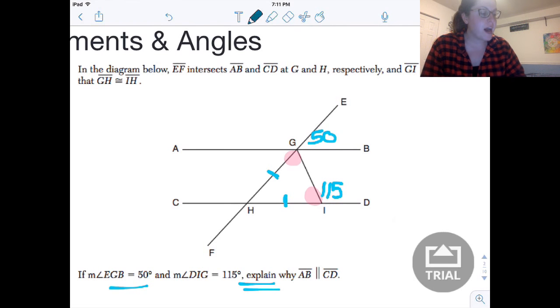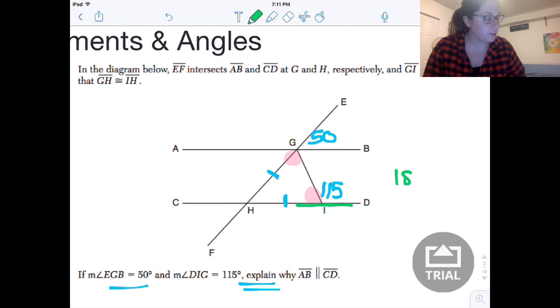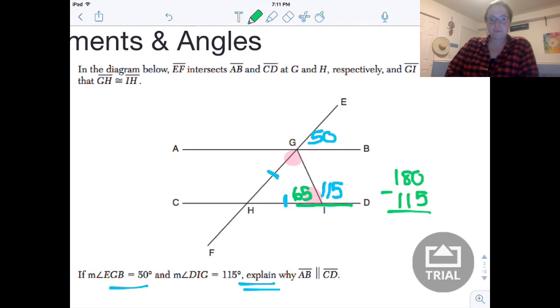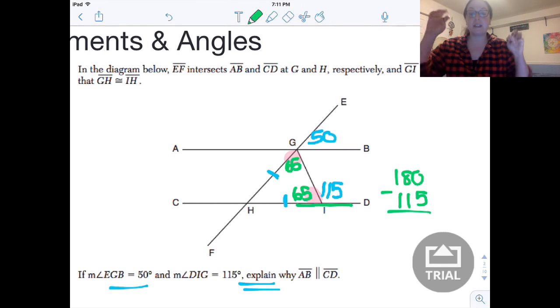I'm going to first look at this and say, okay, right here, I see a linear pair. So this one over here is 115. I'm going to do 180 minus 115. And that tells me that this angle right here is 65. So that's a start. Now, based on what I know, this angle right here would also be 65, because in my isosceles triangle, base angles are congruent.